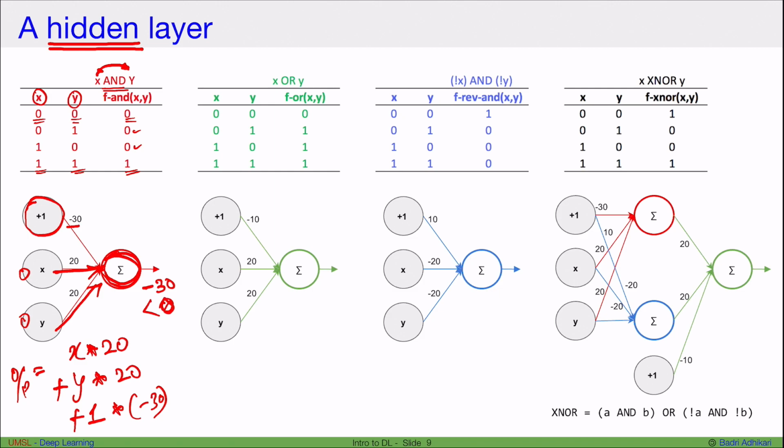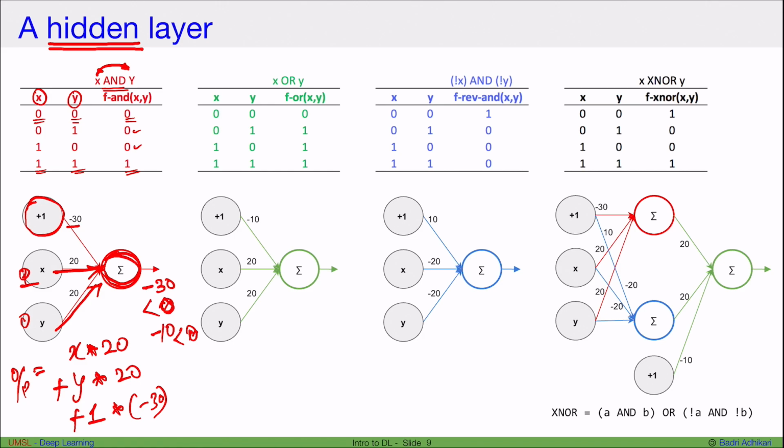If one of them is 1, let's say if X is 1, then the output becomes 1 times 20 is 20, plus 0 is still 20, and then minus 30 is minus 10. So this is minus 10, which is still less than 0. So the network still produces a 0 when either one of the X or Y are 0.